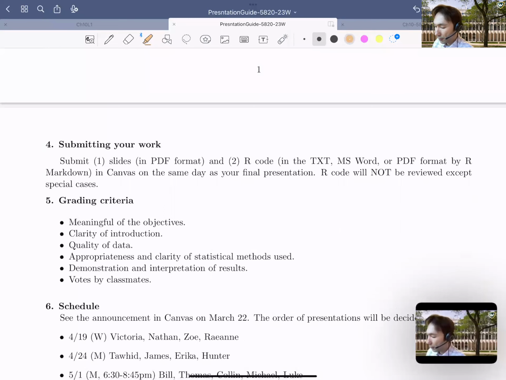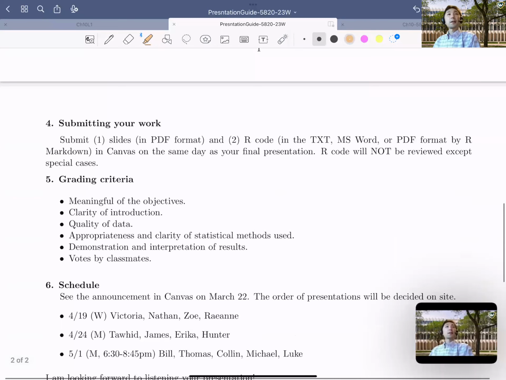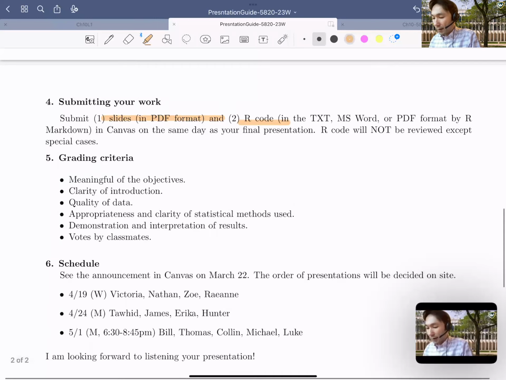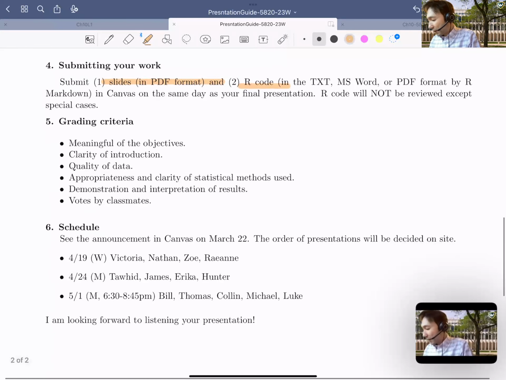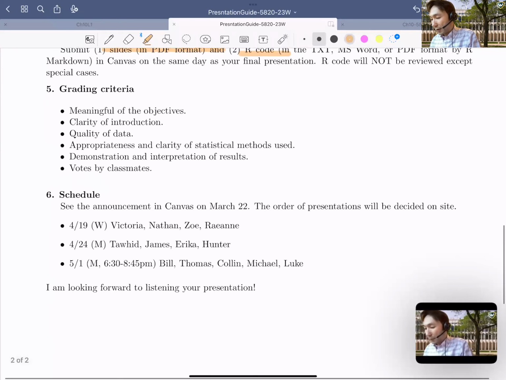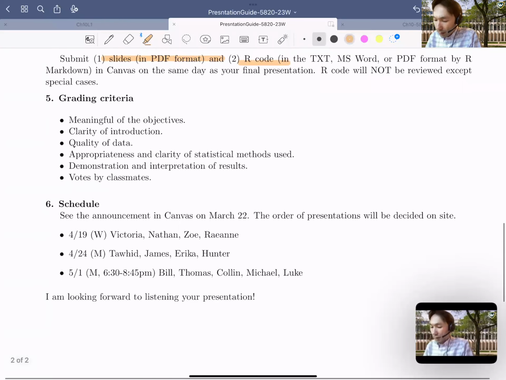Yeah, so maybe other things that you can see. Finally, I will ask for slides and also R code. I only read R code when I have some doubts in slides, for example, procedures that are not correct or something like that. So you don't really have to make the R code beautiful, but just attach it.